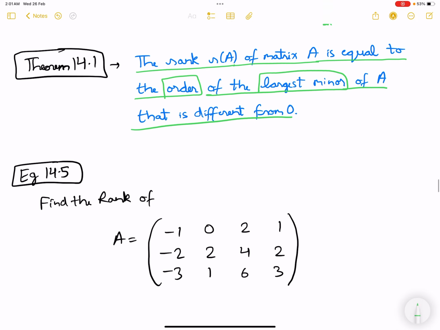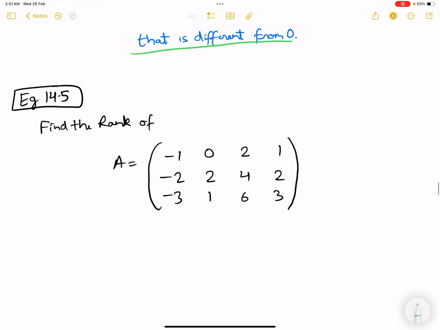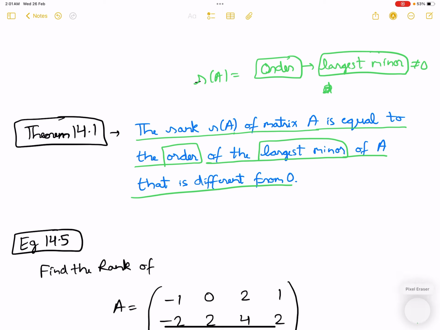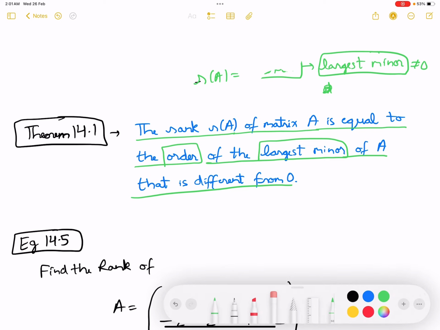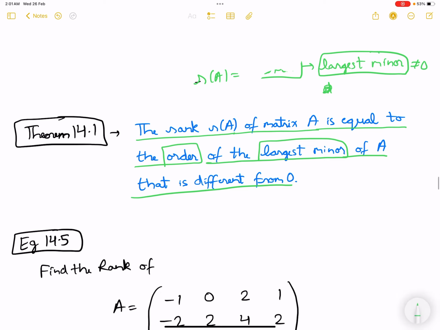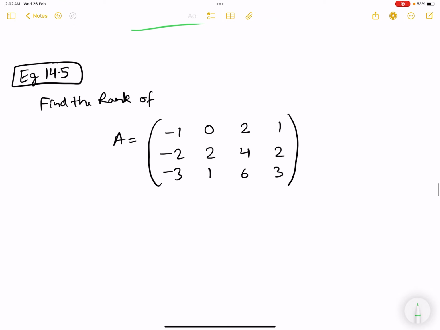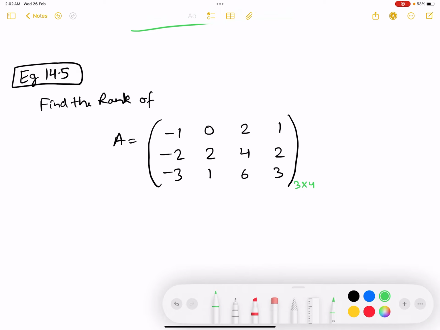We will do one question and this will make things very clear, but let me tell you once again. Rank A is equal to the order of the largest minor which is not equal to 0. Okay, now we have ample space to complete here. Now the order of the matrix A is 3 cross 4, right?